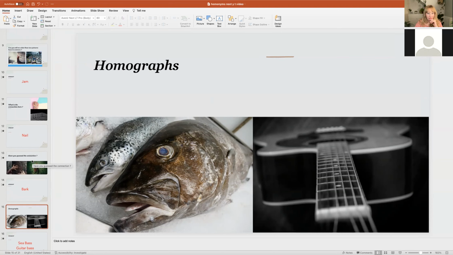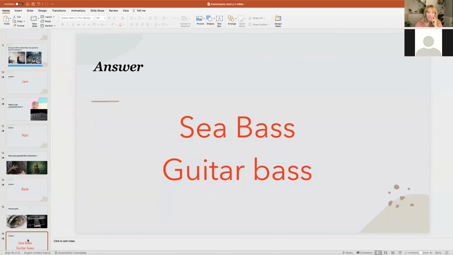So the answer is, so we have sea bass and guitar bass. So they are not pronounced the same. So we have sea bass and guitar bass, but they are spelt the same.